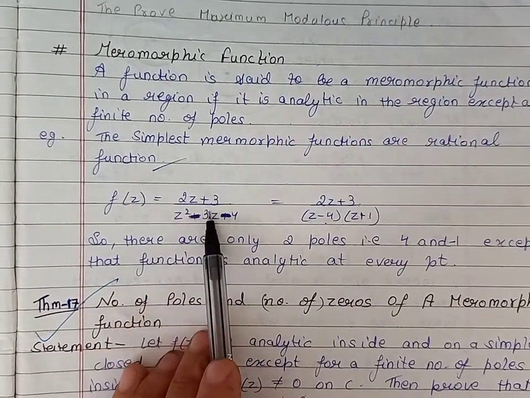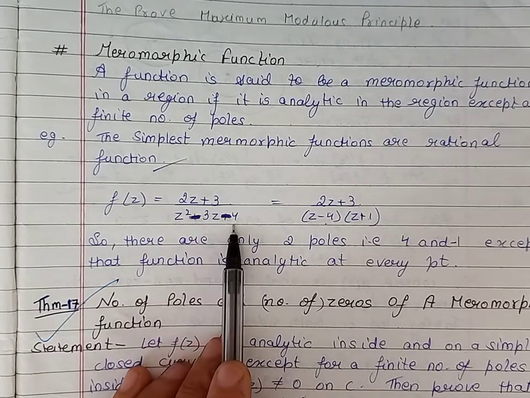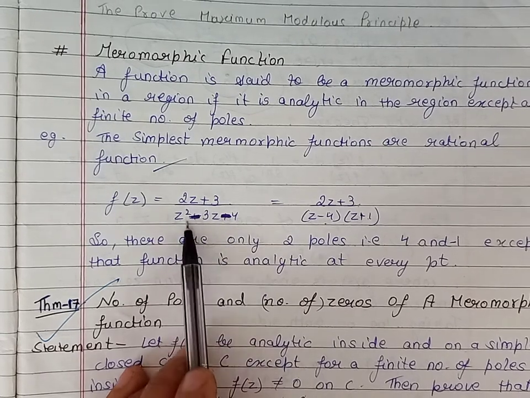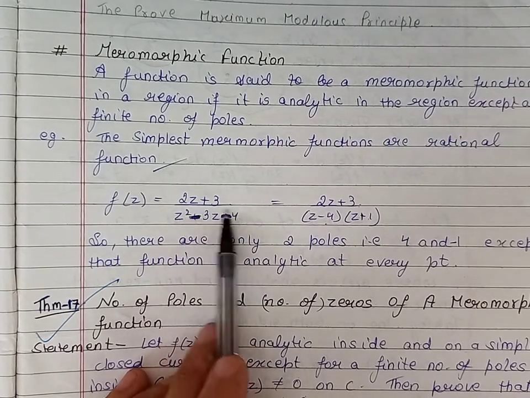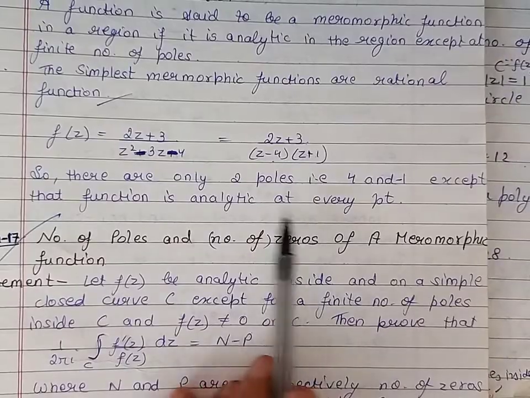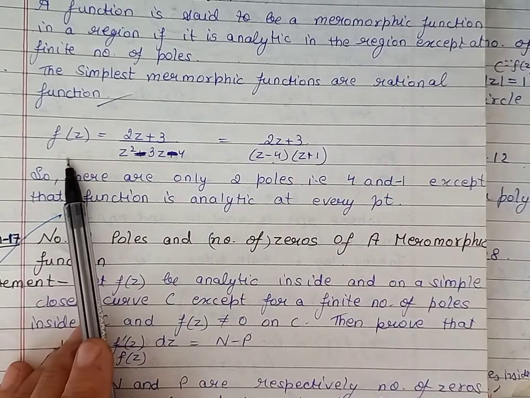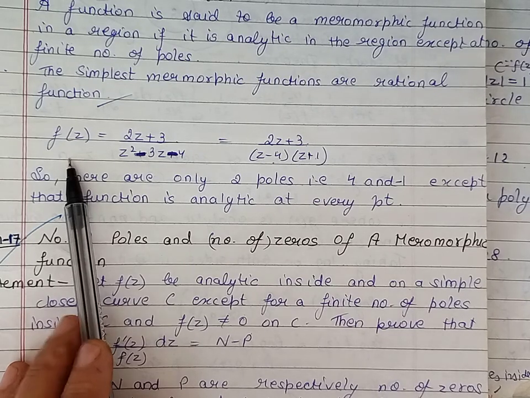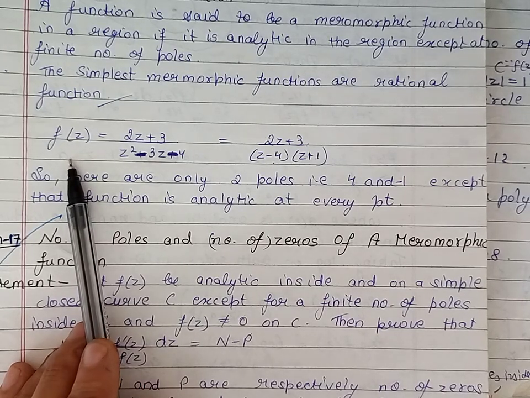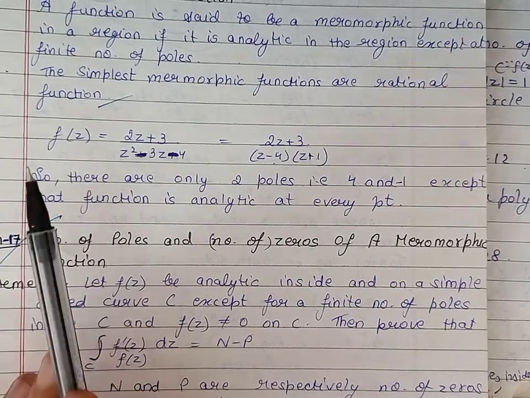The function 2z plus 3 divided by z square minus 3z minus 4. If you find the singularities of this function, those are given by putting this denominator equal to 0. And if we put this denominator equal to 0, we get the singularities 4 and minus 1. So we can see that this function has only two poles. And so by definition, this function is a meromorphic function because it has poles as its only singularities in the finite part of the plane.